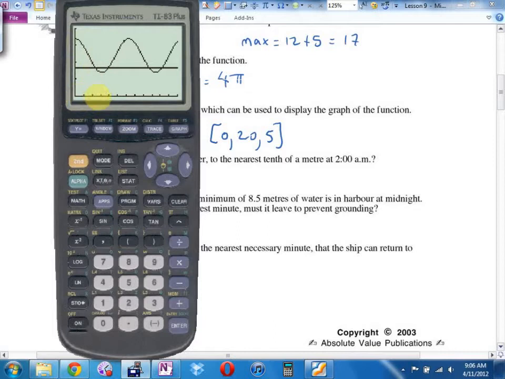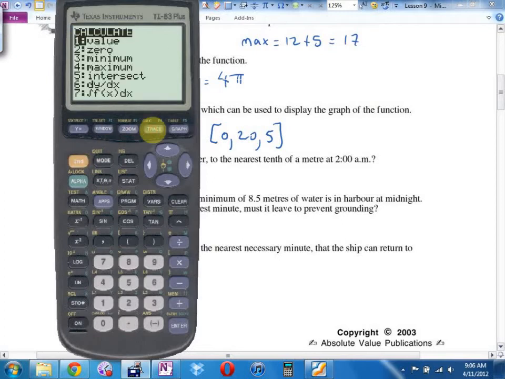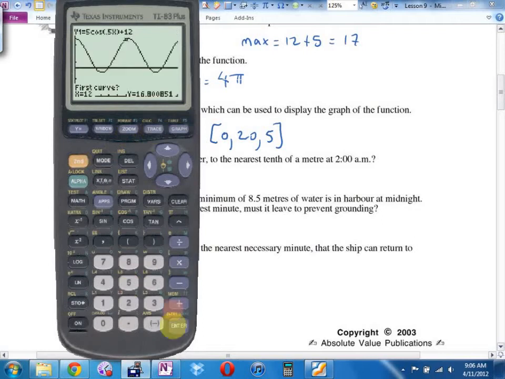Oh, no, wait a minute. We can do it more accurately than that. How can I find out exactly what this point is? Find where these two graphs do what? Oh, intersect. Second function, calculate, intersection. First curve, enter. Second curve, enter. Guess, I'll move close to the left-hand intersection since there are four intersection points. I'll move my cursor right to there.